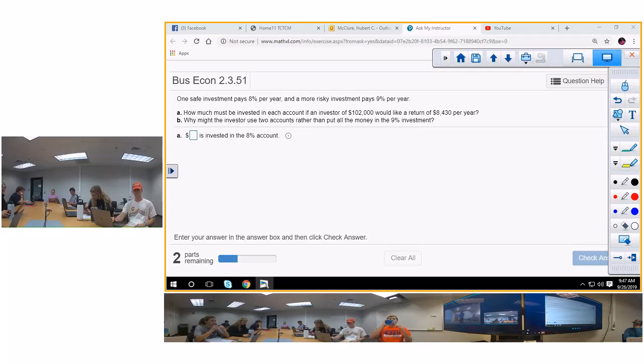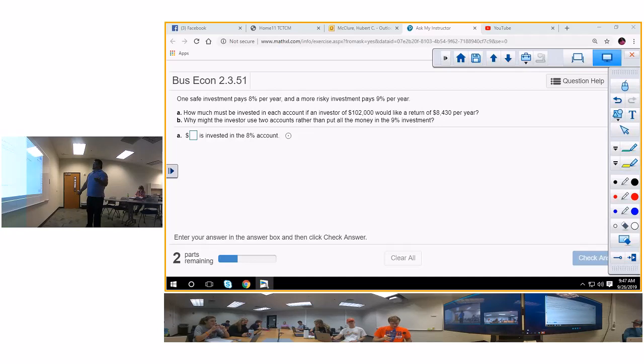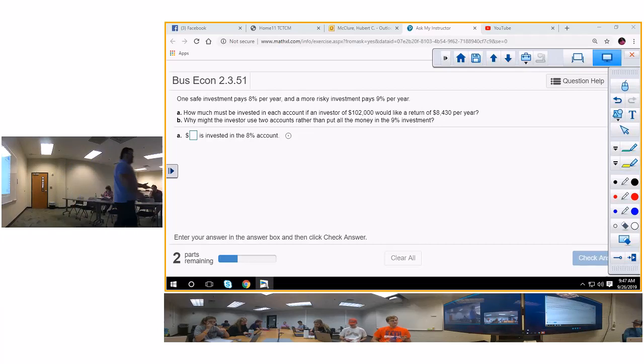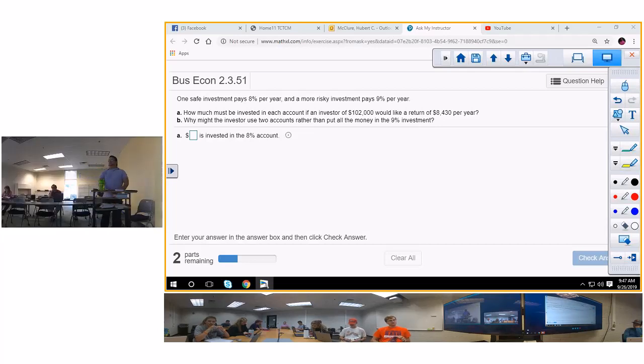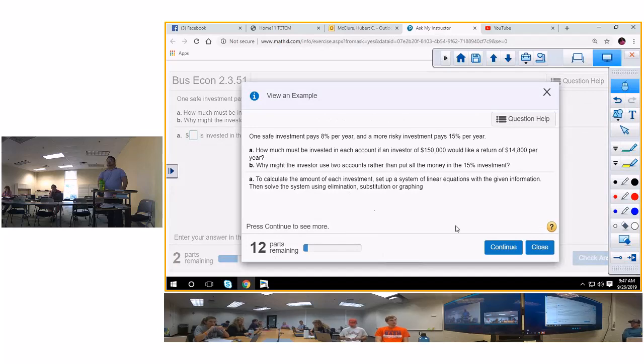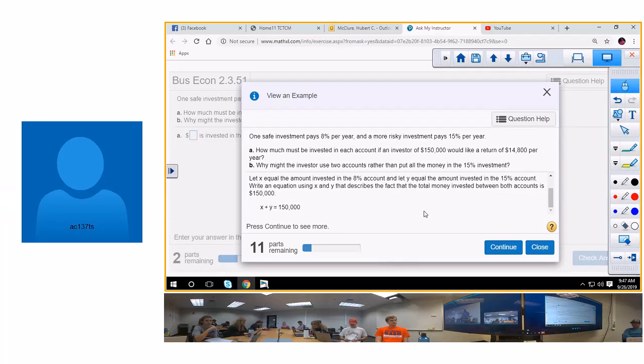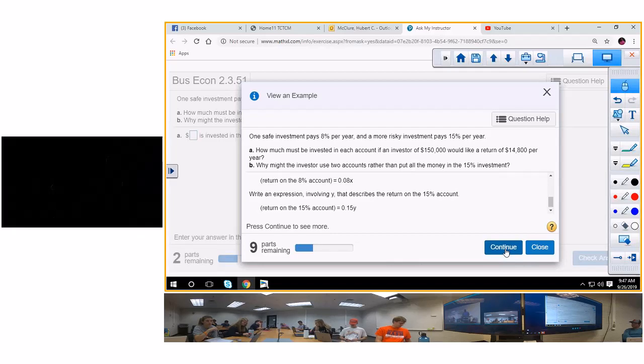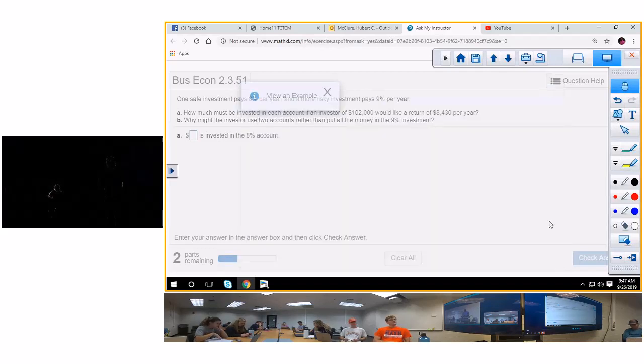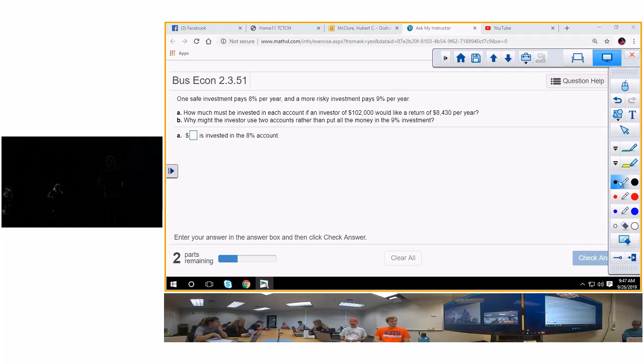So we want the 8,430 to be, are they using A is equal to PRT, or are they using simple interest? What are they using? They're not telling you if it's simple interest or compound interest. Okay, they're just using this as solving systems of equations. Yeah, that's what they're doing. I thought they were using it as a, okay, my bad.